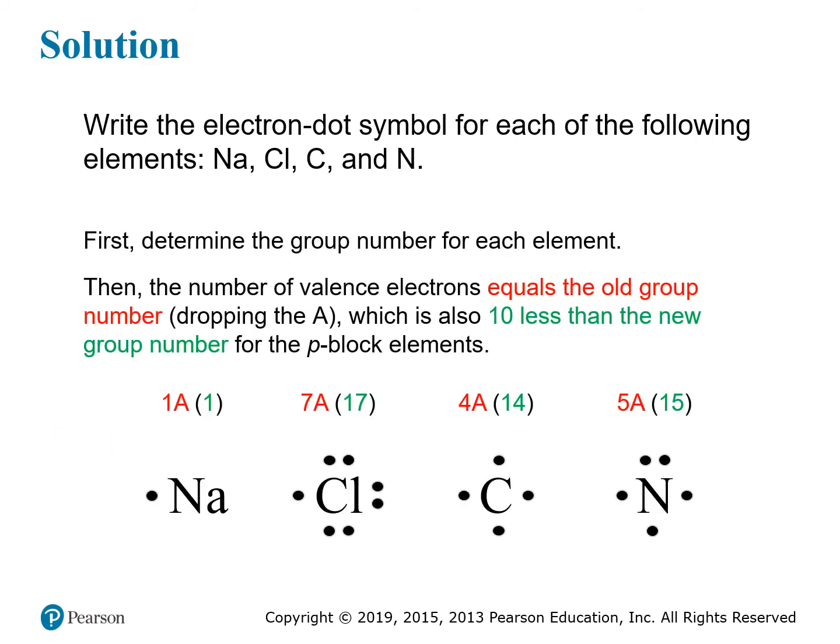Here are those answers again. Just keep in mind, if you're using the new group numbering system, that for all the p block elements, you have to subtract 10 from the group number. Chlorine, carbon, and nitrogen are all in the p block, so their new group numbers are all 10 off. So you have to take 17, subtract 10 to get 7, 14 minus 10 to get 4, or 15 minus 10 to get 5. That's the only really tricky part about this, remembering the difference in the group numbers.